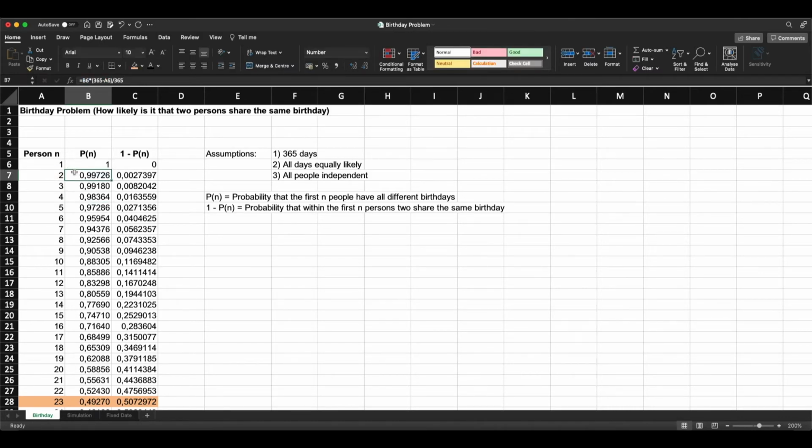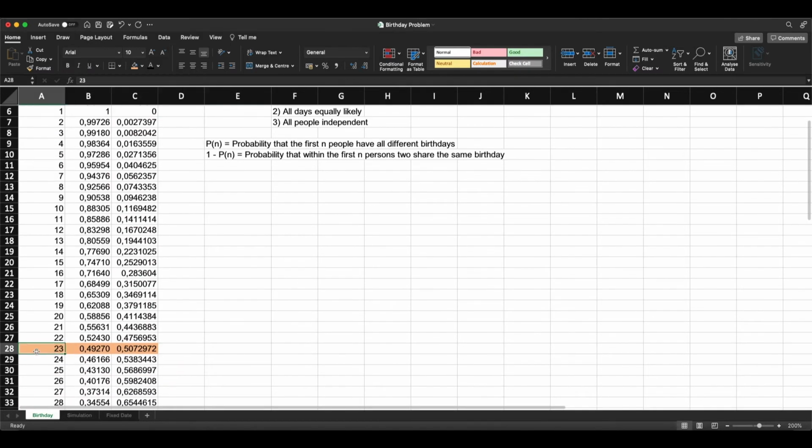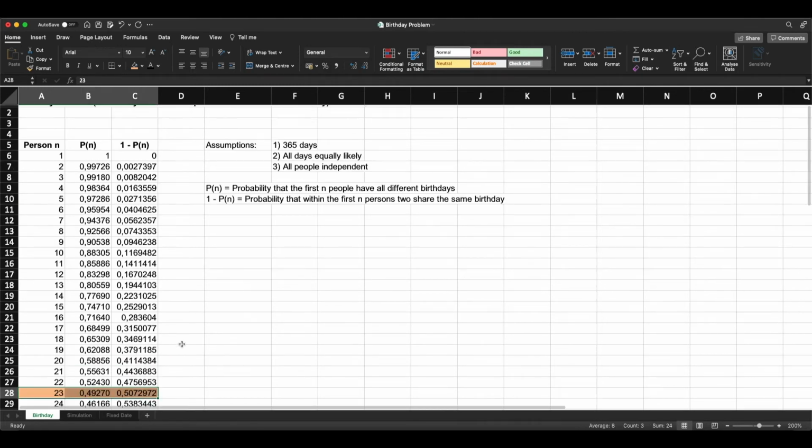If we continue the same methodology and add more people to the same room, the probability that people share the same birthday increases. We actually see that after 23 people in the same room, the probability is higher than 0.5 that two share the same birthday. But let's look now at the simulation.